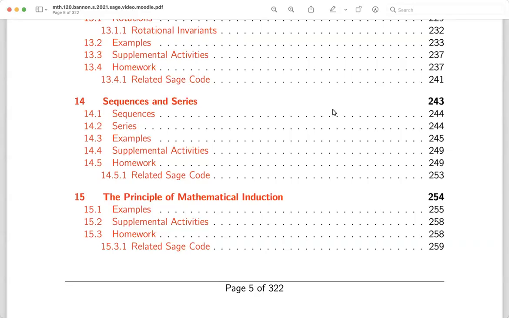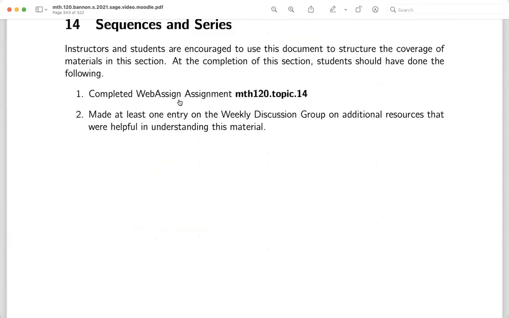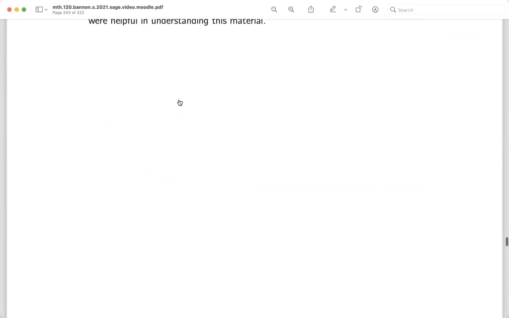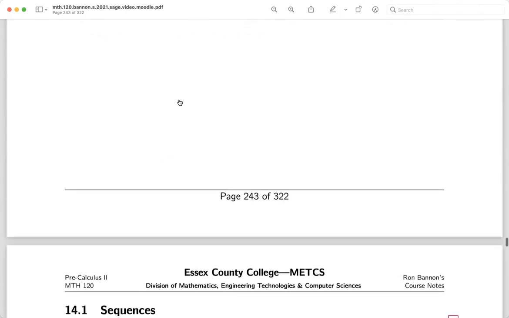Okay, we're in section 14. It's the introduction to sequences and series. Notationally, you might be confused by some of the notation, but for the most part, you've been seeing sequences and series for some time. People confuse the words though, all right?